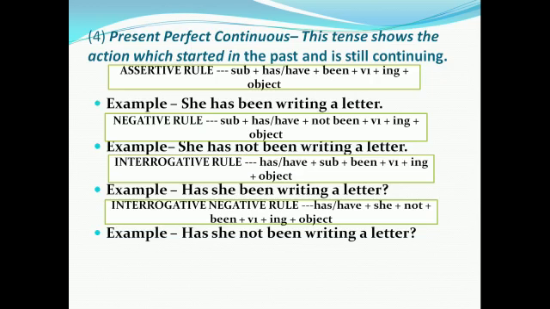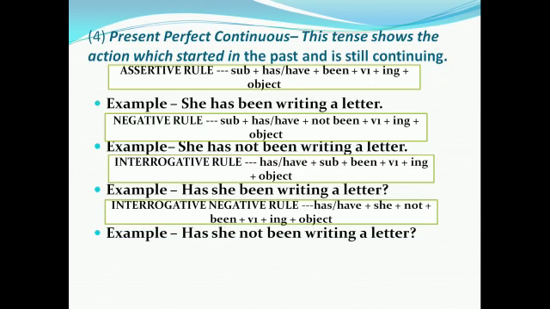So, the rule is subject plus has or have, depending upon whether the subject is singular or plural, plus been plus V1 plus ing plus object. This can also be written in negative. It can also have a negative sentence, and the rule will be subject plus has or have, again depending upon the singular and the plural subject, plus not been plus V1 plus ing plus object. And the sentence will be: she has not been writing a letter. If it was plural, they have not been writing a letter.